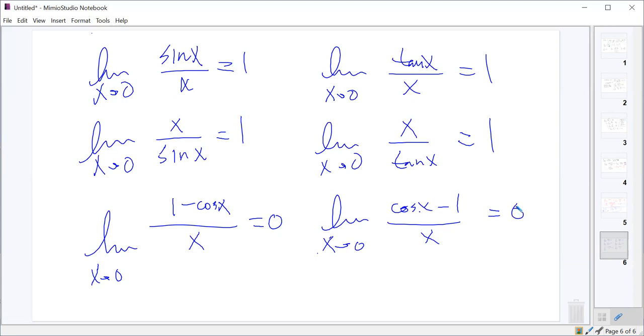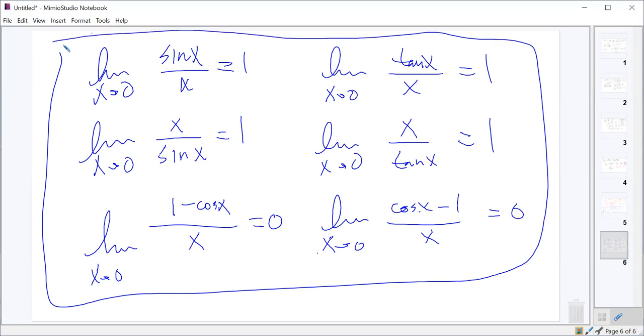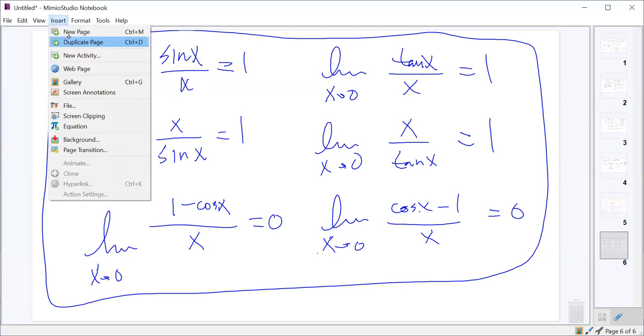These ones pop up fairly often on the AP test. They're all good ones to have memorized. They're all indeterminate, so they can all be done using L'Hopital's rule, but just knowing them will make your life a lot easier. So that's close to all there is about algebraically evaluating limits.